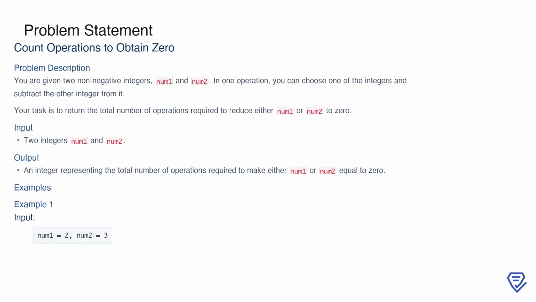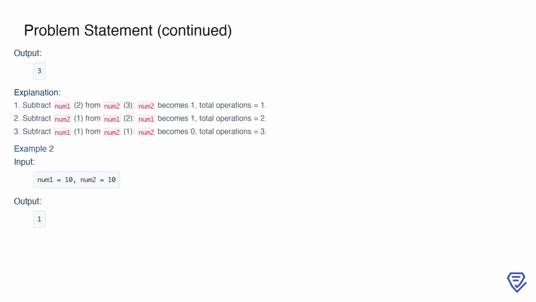The input consists of two integers, and the output is a single integer representing the total number of operations required. Let's explore this further with examples. In the first example, we start with number 1 equal to 2 and number 2 equal to 3. The output is 3, and here's why.